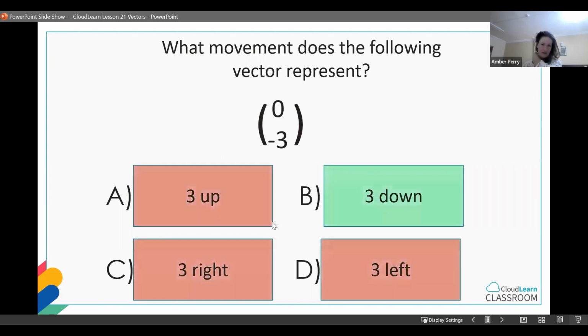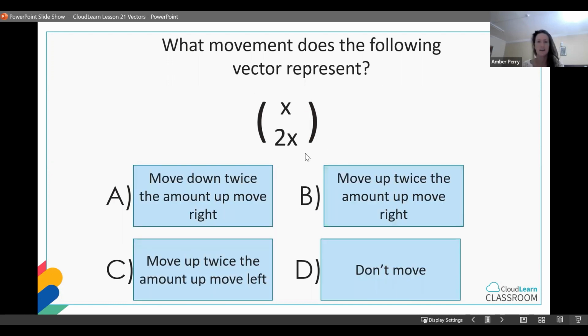Okay. This one here was just 3 down because we don't go anywhere across. So it's just going to be 3 down. Oh, here's a good one. A little bit of thinking. We've got X and then we've got 2X.